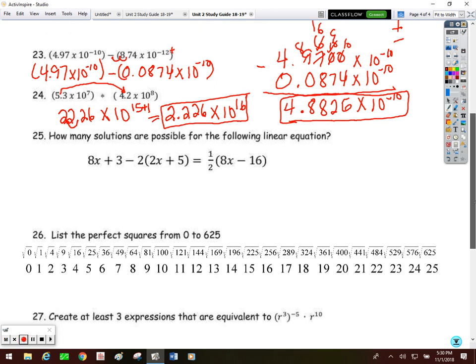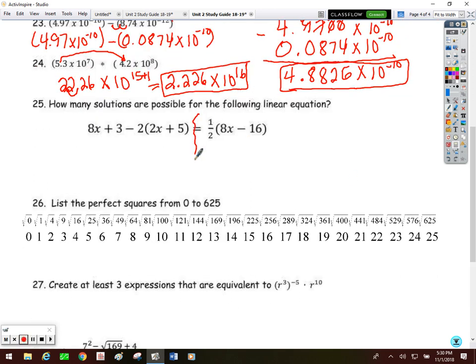Couple more. All right, so this first problem here, I want to know how many solutions are possible for this linear equation. Well, we need to do a little work first. Remember, our first rule says clear the parentheses with the distributive property. Well, I have parentheses here, so I've got to distribute this -2 to this parentheses, and I've got to distribute this 1/2 to this parentheses. Well, let's do this side first. So 1/2 times 8x is 4x. 1/2 of -16 is -8.